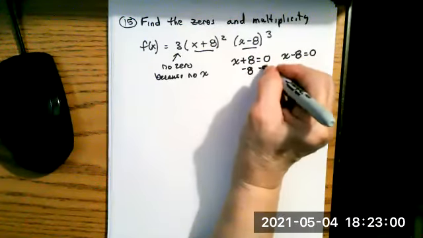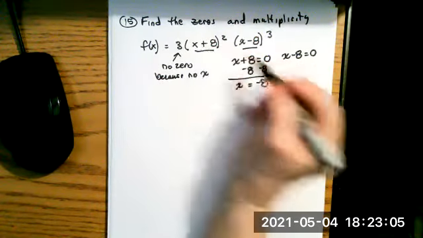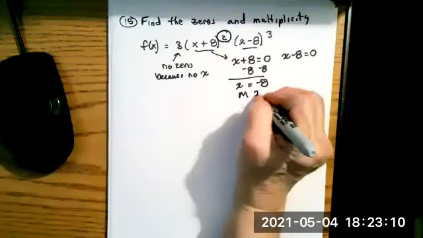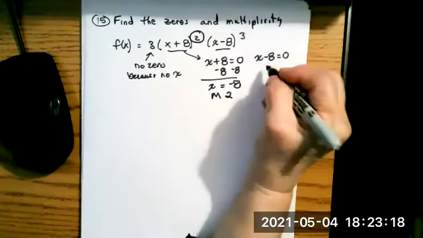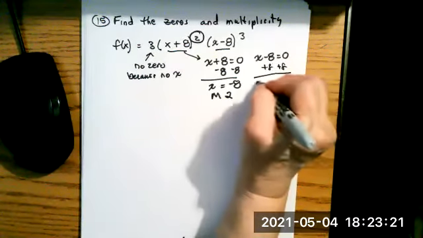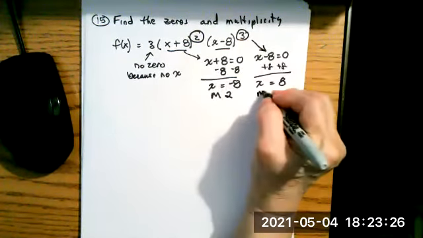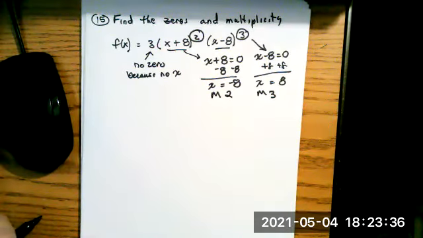So subtract your 8. You get X equals -8. Now it's this one that I found that from, so my multiplicity is going to be that exponent up there. My multiplicity is 2. On the second one, the X minus 8, I add 8 to both sides. So I have X equals 8. And in this one, the multiplicity is 3. Okay. Any questions on that?